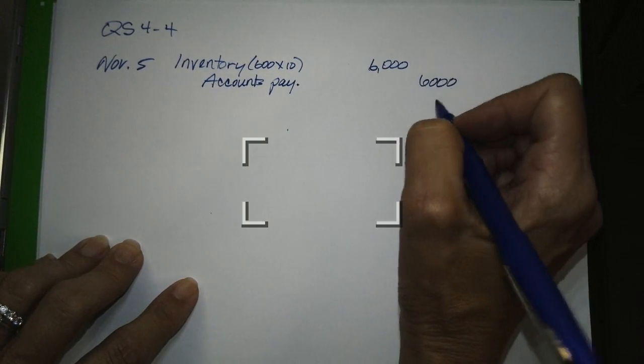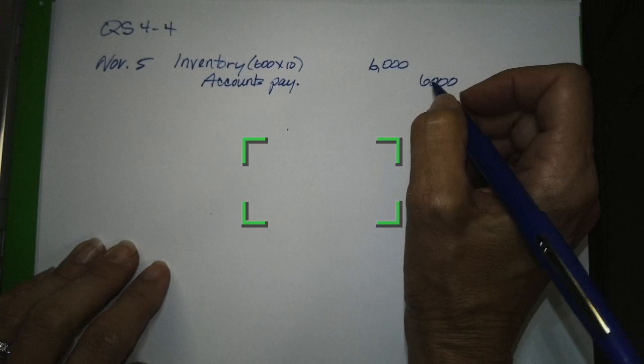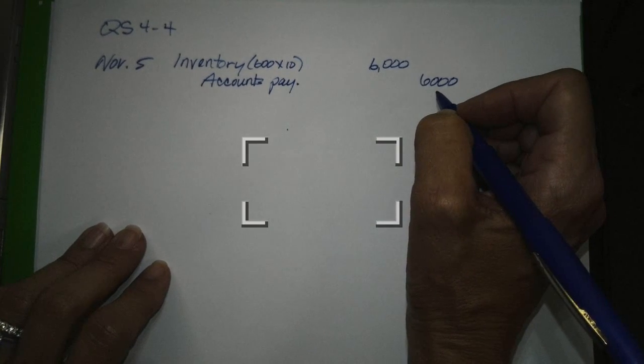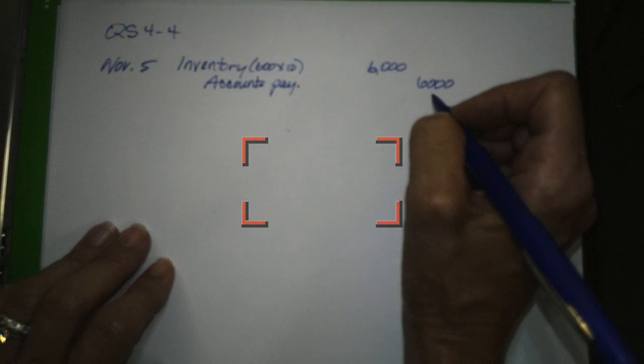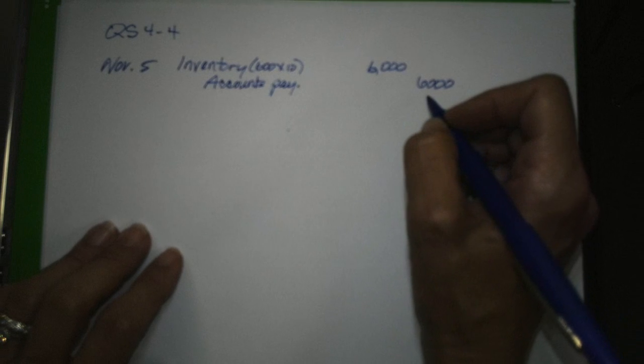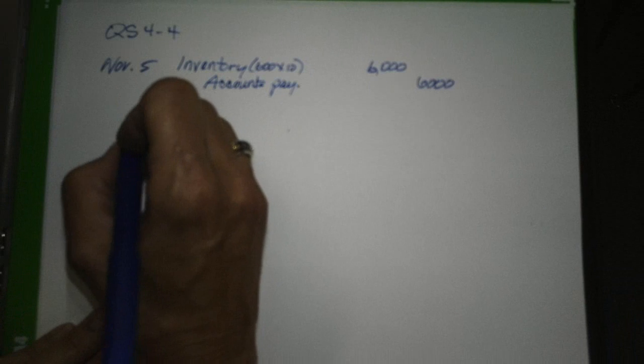Okay, so what does that 2/10 net 60 mean? Well, what it means is they wish that we would pay them within 10 days, and they would like to have their money so quickly that they're willing to let us take a 2% discount if we'll pay on time. Okay? So, we'll see how that works.